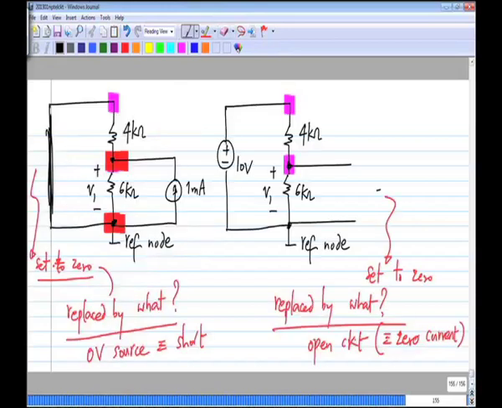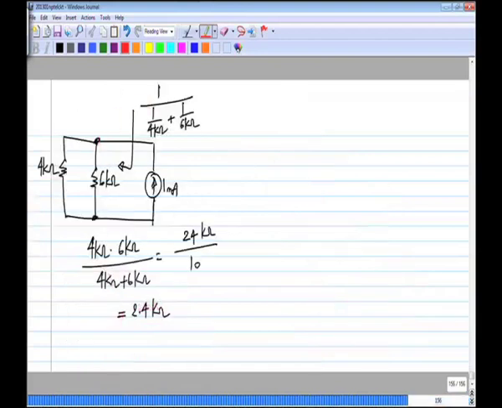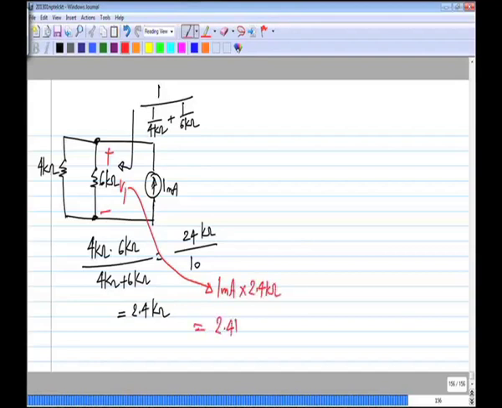And by the way, when you use superposition, you make sure that whatever quantity you have to solve for, you have put that in a consistent direction everywhere. Okay, V1 is the voltage across the 6 kilo ohm resistor with the upper terminal positive, it is the same here. And in this case, V1 will be here across 6 kilo ohm, and that is equal to 1 milliamp times 2.4 kilo ohm, which is 2.4 volts. Okay.